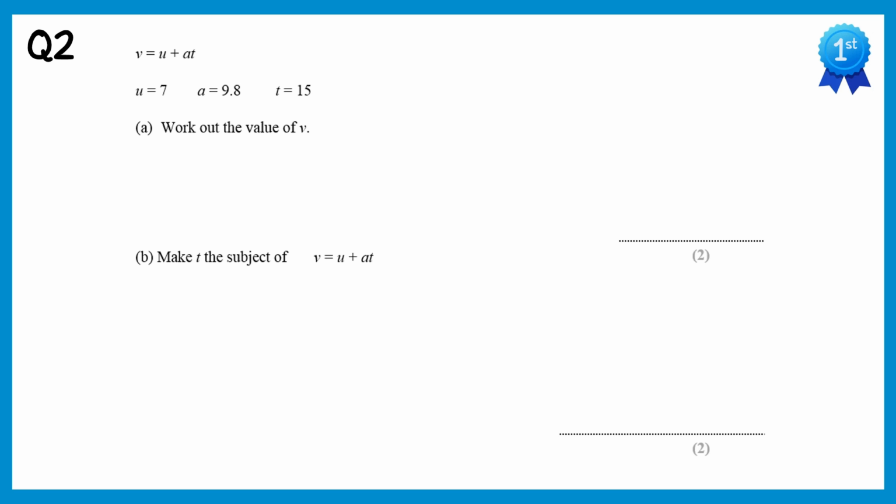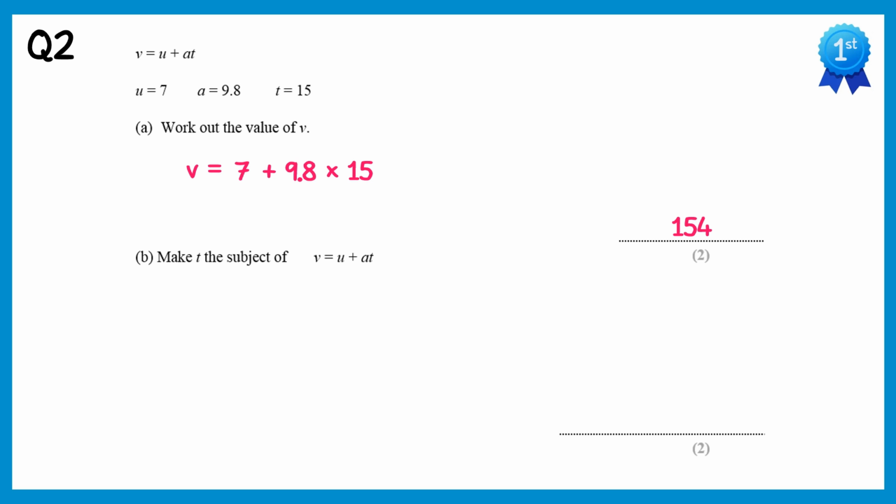For this question, we need to find the value of v. We're given a formula v equals u plus at, so we're going to write this out again, but substitute in the values. So v equals u, which we're told is 7, plus a, which we're told is 9.8, times t, which we're told is 15. If you type this into your calculator, you'll get the answer 154.